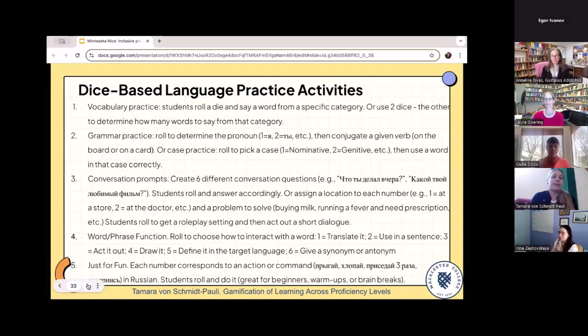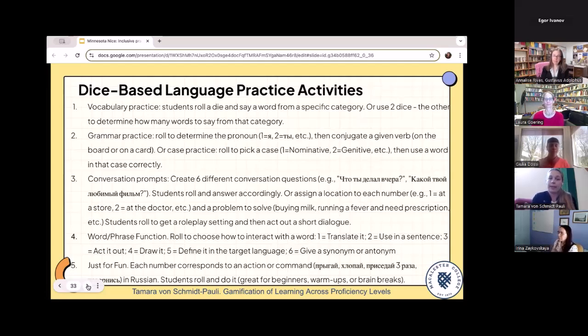What other activities can you do with dice? You could definitely practice vocabulary. So when they roll a die, they say a word from a specific category, or you could just practice one category, and then how many words do they say when they roll a die.